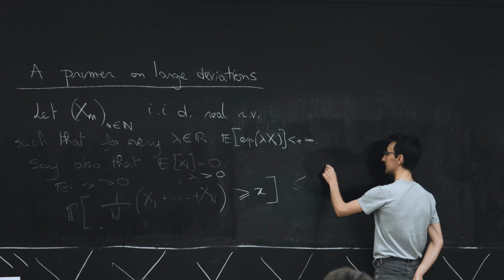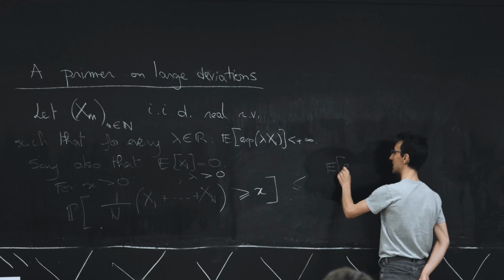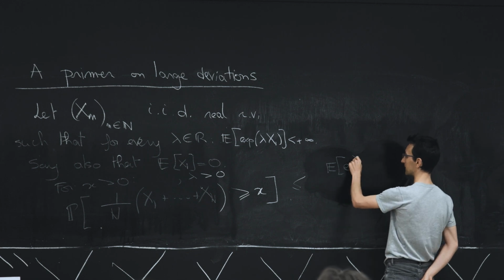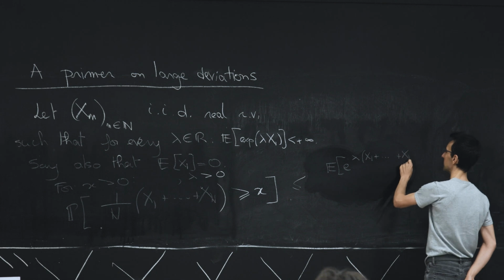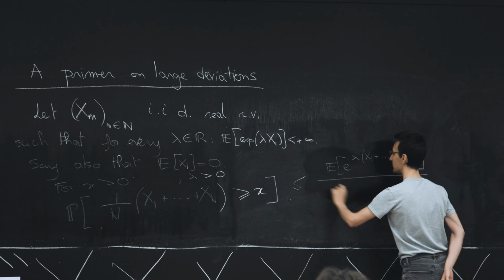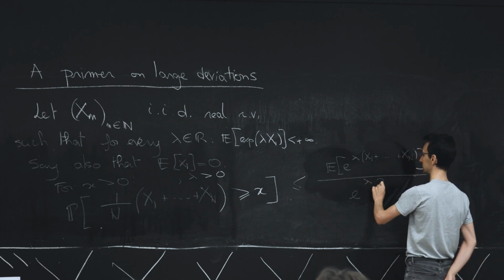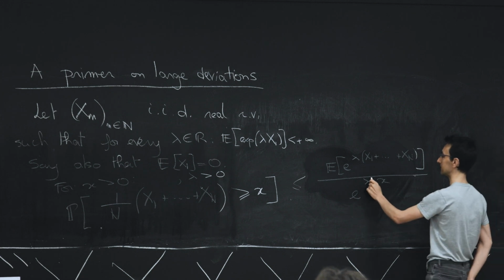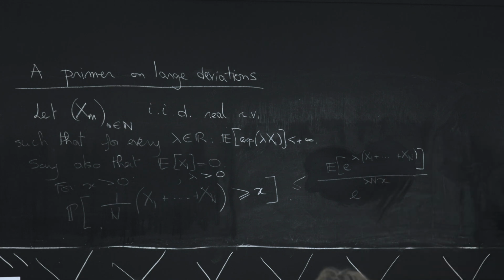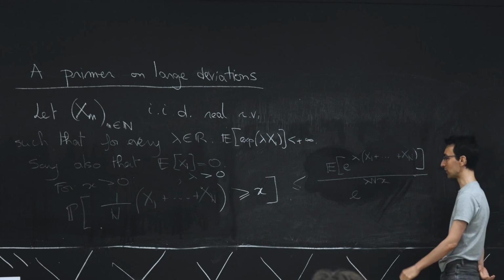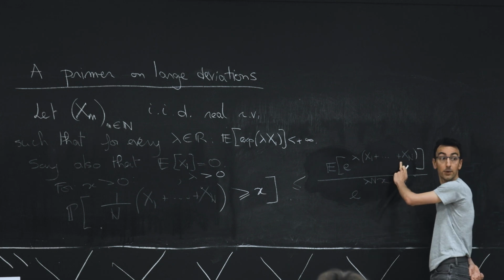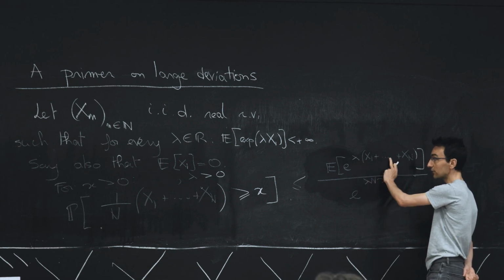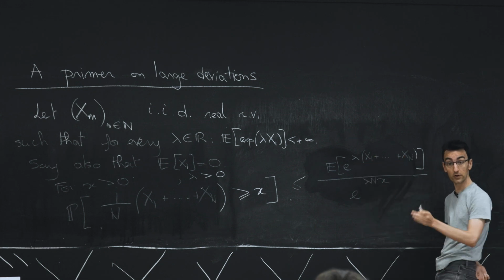So instead, we can write that this is at most the expectation of exponential of lambda times (x1 plus blah, blah, blah, plus xn), divided by exponential of lambda n x. I forgot an n. Okay, now this has some perhaps chance to decay like exponential of n. And the key aspect here is that these are independent. So the exponential of the sum is the product of the exponentials. I use the independence.